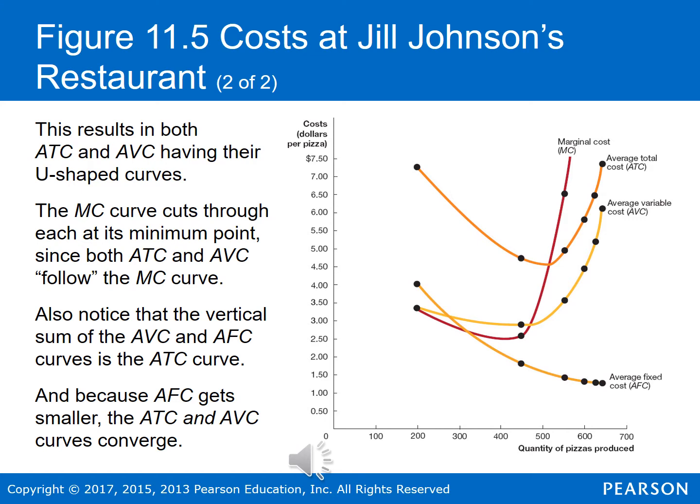Now this is because even though the average variable cost is increasing, the fixed cost is going to remain the same no matter how many units you produce. So as you produce more units, the average fixed cost is going to decrease. Also, you should note that the vertical sum of the average variable cost and the average fixed cost is the average total cost curve. So that relationship that we talked about on the previous slide holds.